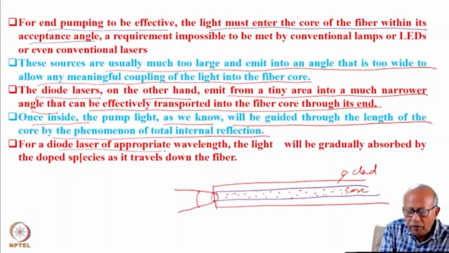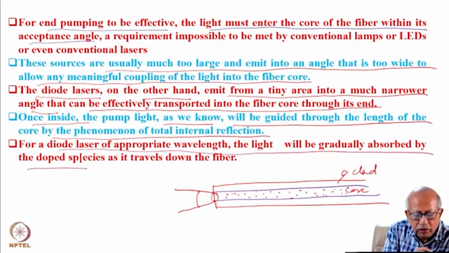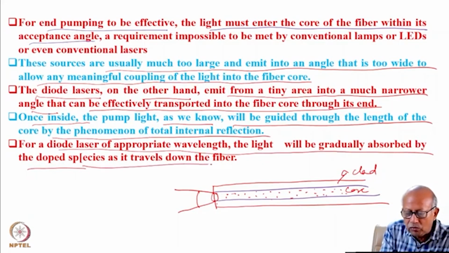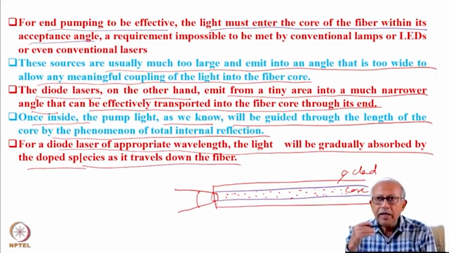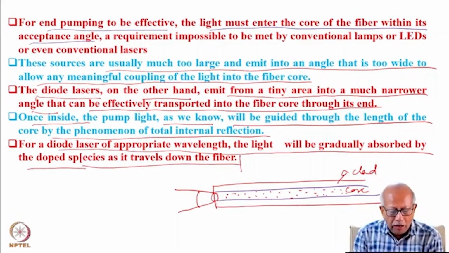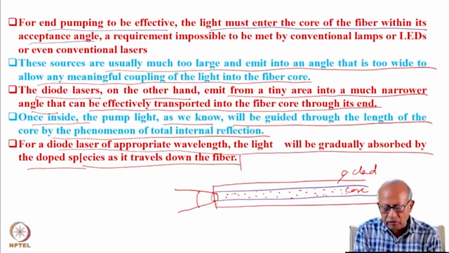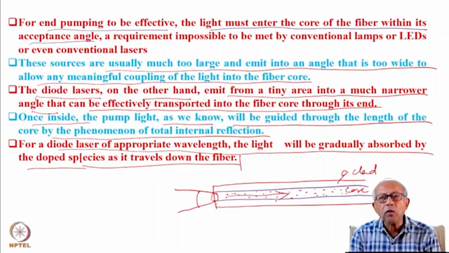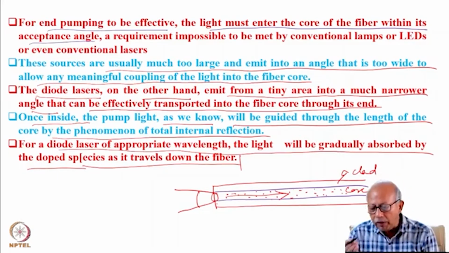For a diode laser of appropriate wavelength, the light will be gradually absorbed by the doped species as it travels down the fiber. I think I would end here today, and in the next class we begin right from here, and we will see how this pump beam, as it is emitted from a semiconductor laser and traverses down the core of the fiber, eventually results in the generation of the fiber laser output.